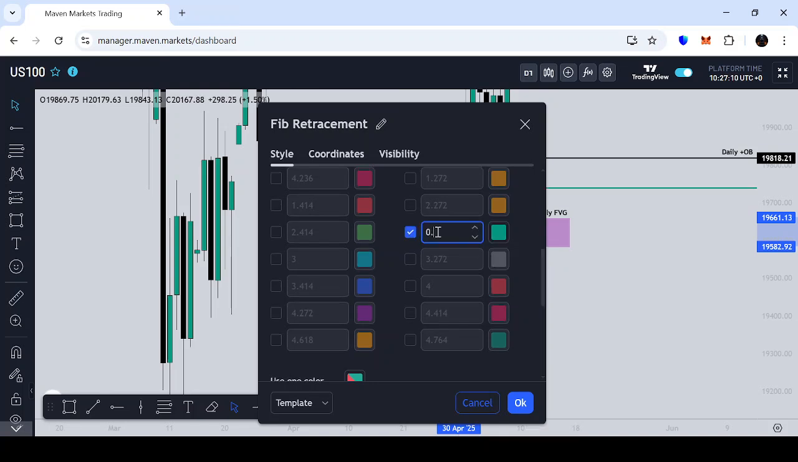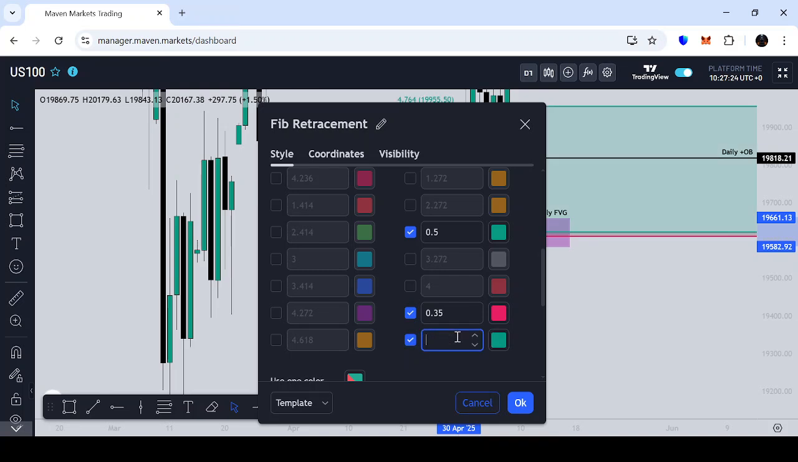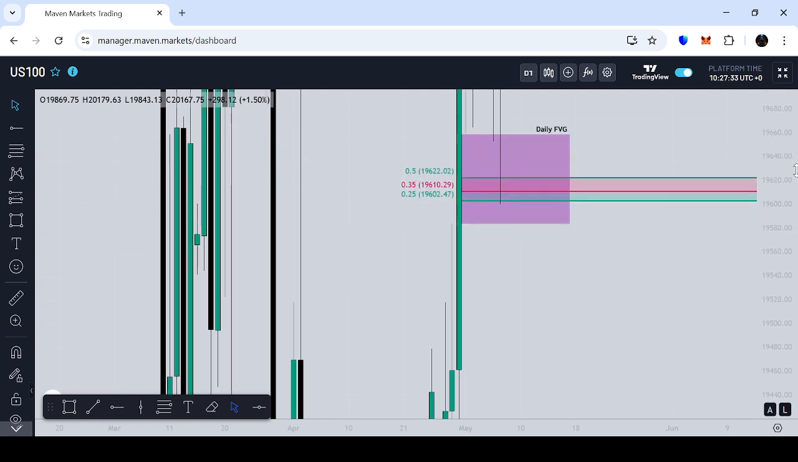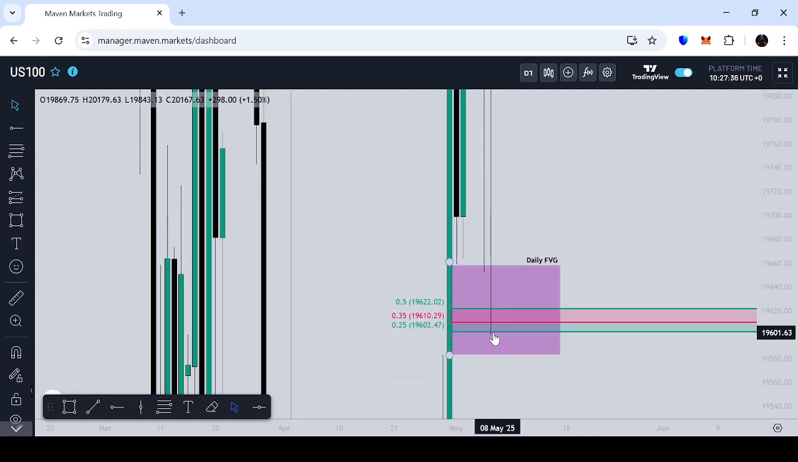That's 0.5, which is the 50%, and we have 0.35 and 0.25 being the quadrant level. That's the half of the consequent encroachment. That's the quadrant level. You could see the price delivery at that lower quadrant of this inefficiency. That's the daily fair value gap. The lower quadrant, that's where price delivered at.